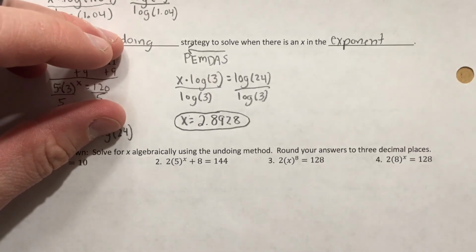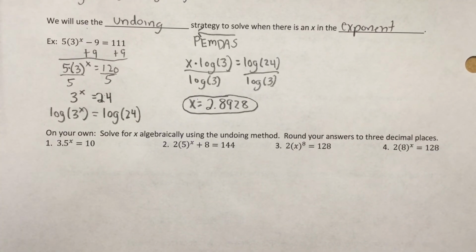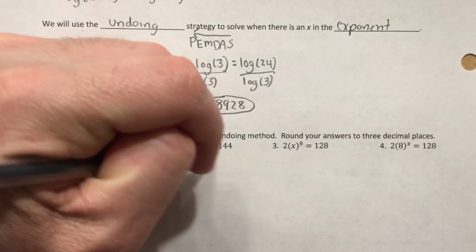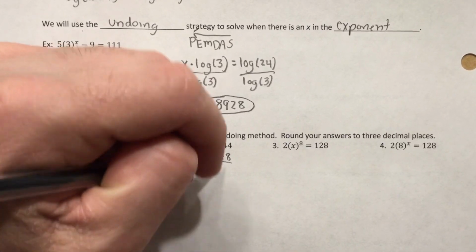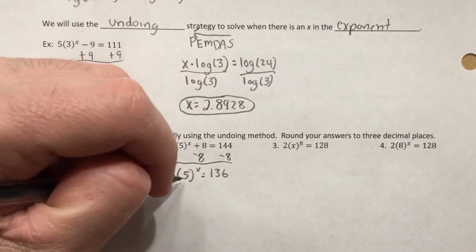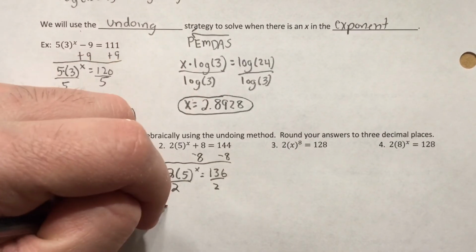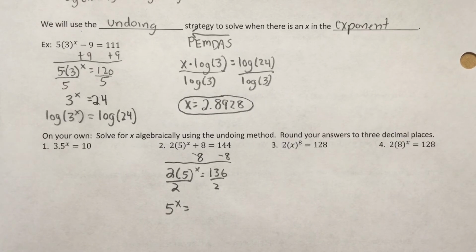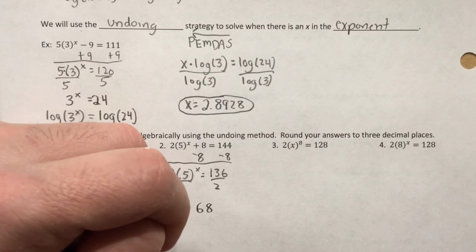All right, for number 1, you would just take the log of both sides right away. For number 2, I would have to undo addition subtraction first. So I'm going to subtract 8. And then I'm going to divide by 2 because I'm undoing multiplication division next. So I'd have 5 to the x equals 136 divided by 2, which is 68. And then I would need to take the log of both sides.